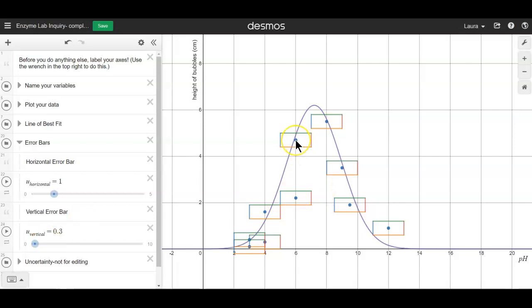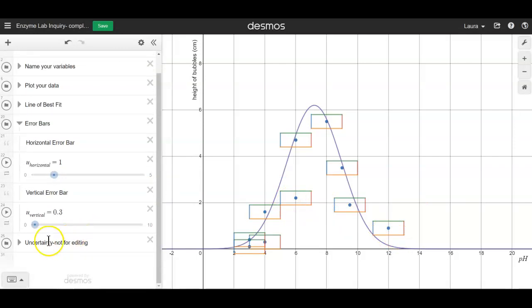Now we have these data points, and for each of these, we're acknowledging that the true value of this measurement is somewhere within this box. I'm noticing that most of these data points go through our line. That's pretty good. Not all of them do, so we definitely don't have perfect data here, and that's okay. Just don't mess with this bottom part, not for editing.